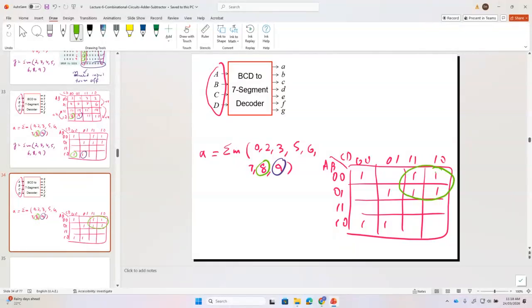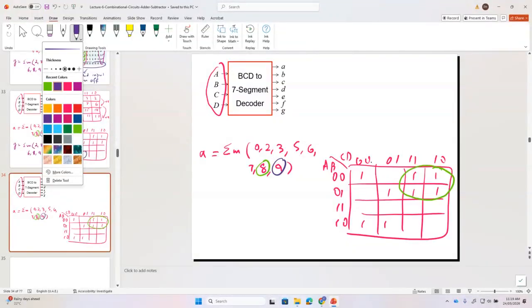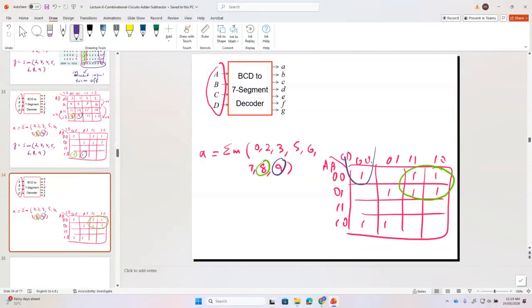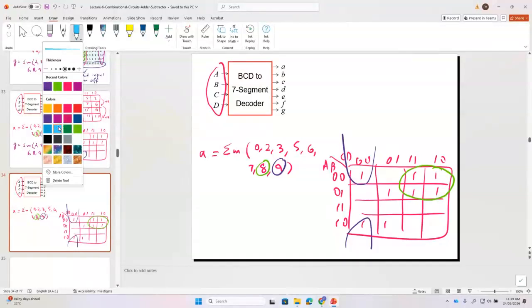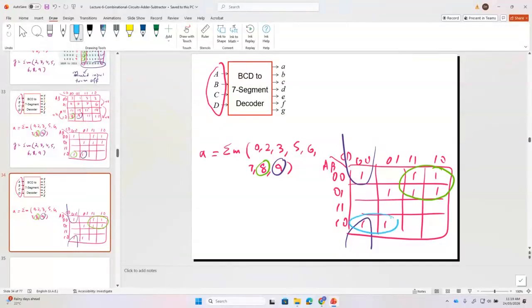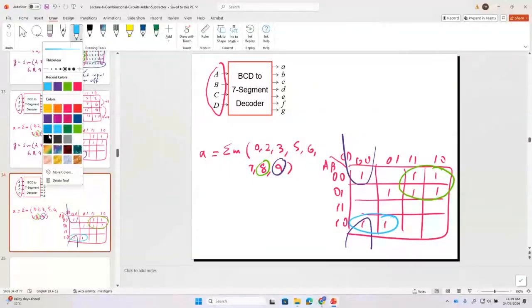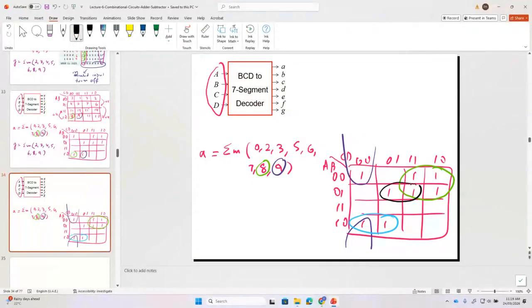What is the other group? 8, 9. Now, can you see here? Now we also have another group, the purple color. Yes or no? Yes. And then we have another group, so I can use this light blue color. So this is the other group. And then we have another group. What is the other group? Maybe I will use the black color. So now this is the other group.